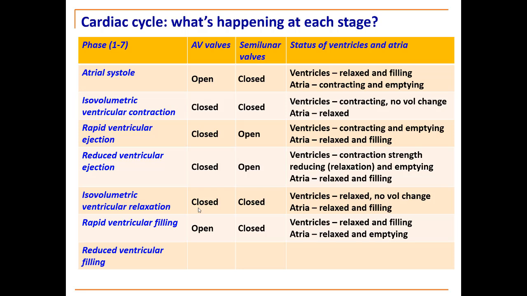Now we go through the reduced ventricular filling stage. Again, the AV valves are open, the semilunar valves are closed, the ventricles are relaxed and filling, and the atria are relaxed and emptying. And then, of course, the very next phase after this is back up to atrial systole, where the atria contract, and we go through the whole cycle again. Now, hopefully, you've got all of that. And that is the end.